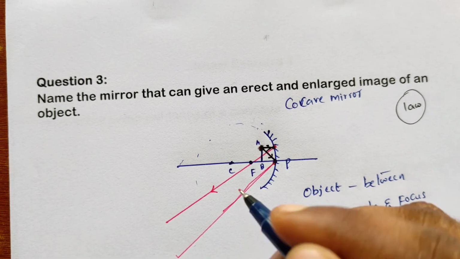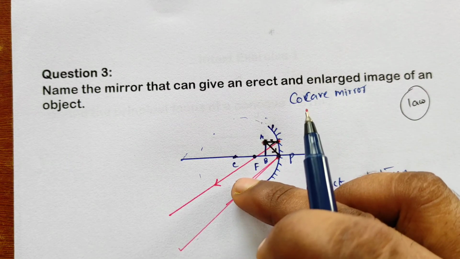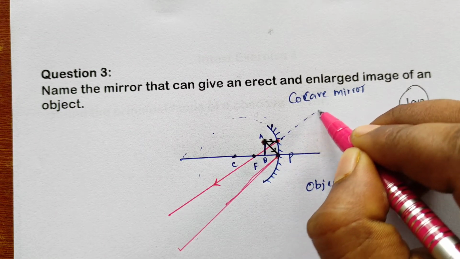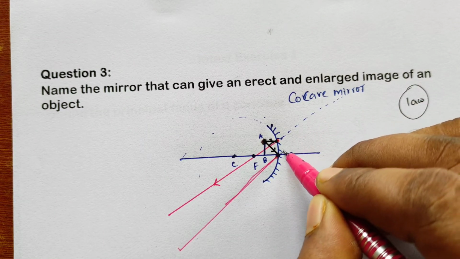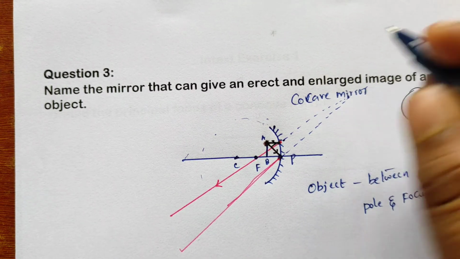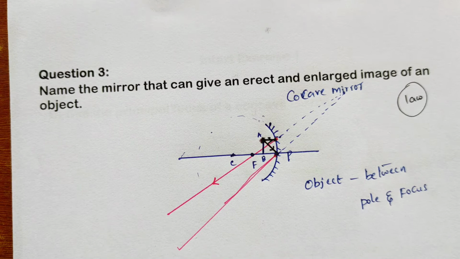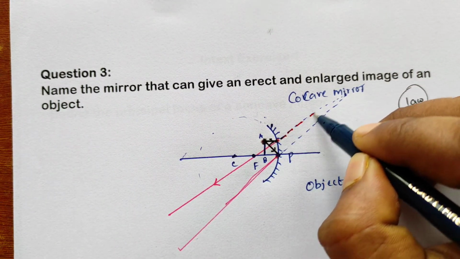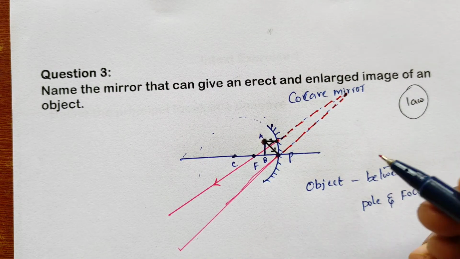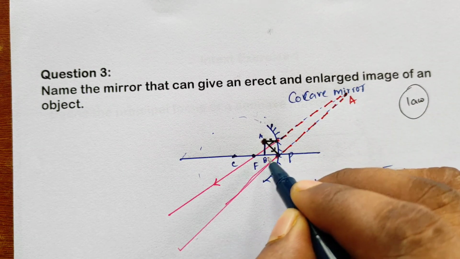Now these rays will meet, because they are not parallel rays. Parallel rays won't meet, but these are not parallel. Where will they meet? We need to extend them backwards, like this. If you extend these rays, they will meet at a point here. I will draw this point with another pen. This point will be A, and this point will be B.